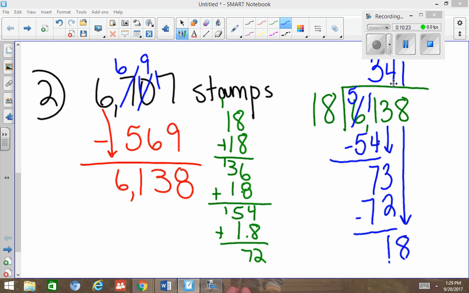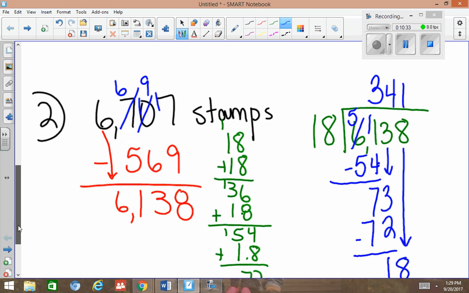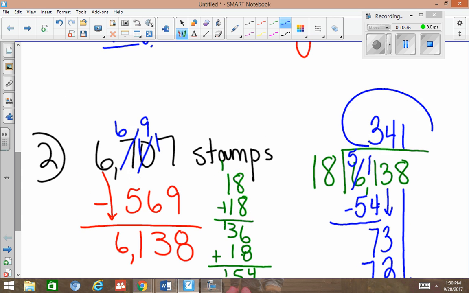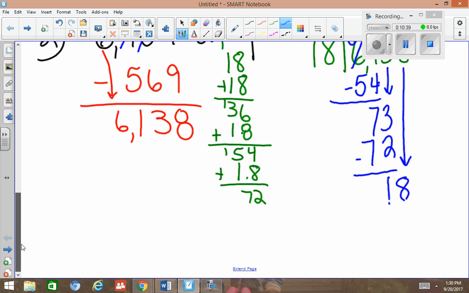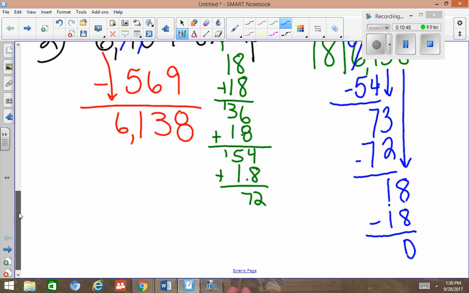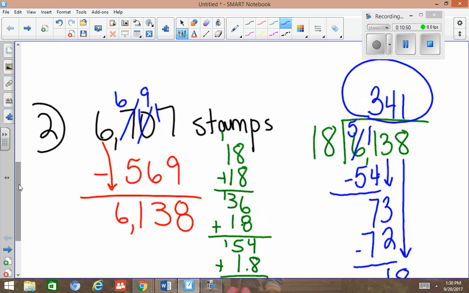Albums? Stamps in an album. Oh, because I had 18 albums, right? Yeah. So 341 what goes in the album? Stamps. So good job. So your remainder. Did you get a remainder? Look, Jackson. If you get 18 here, we got it down there. What's 18 minus 18? 0. Yeah, so we didn't catch a remainder that time, did we? No remainders on that one.